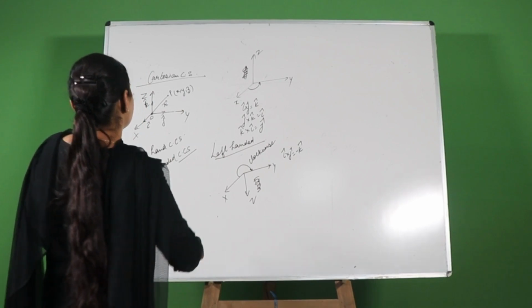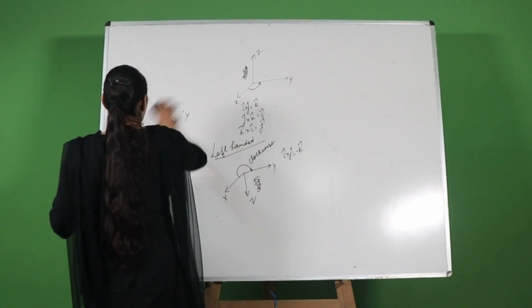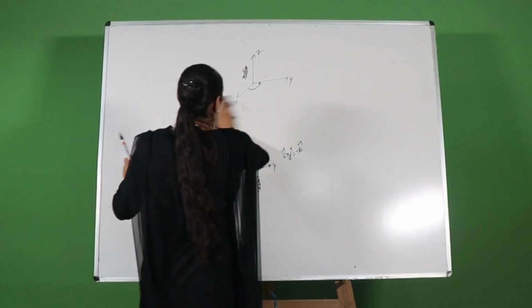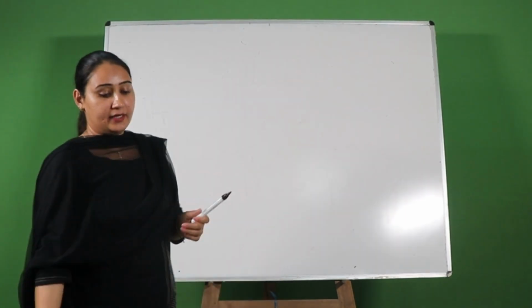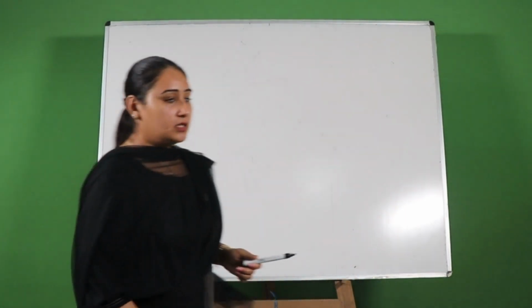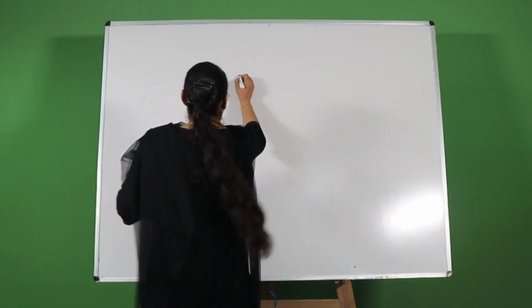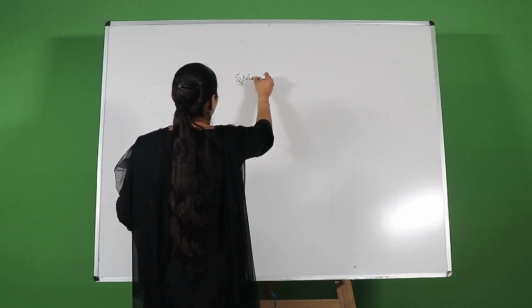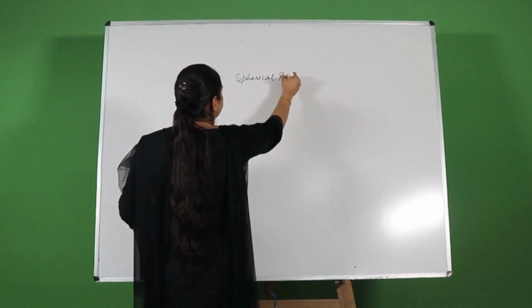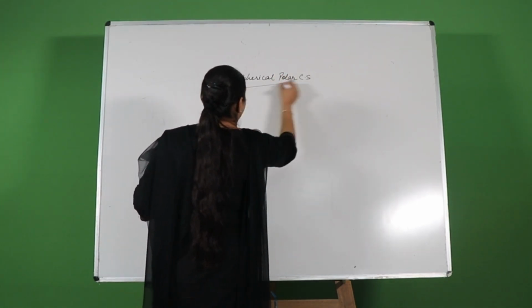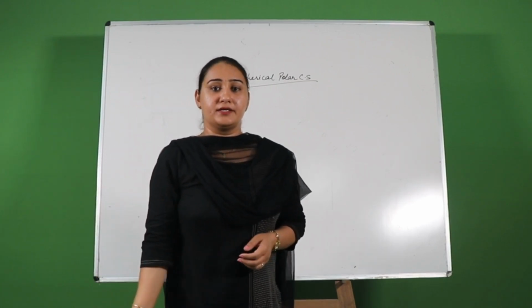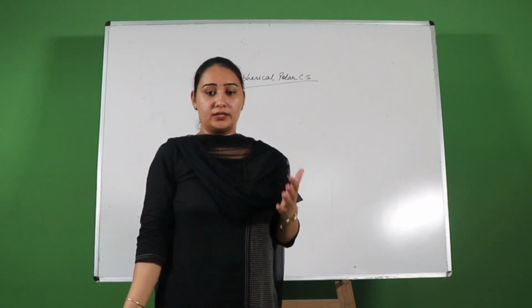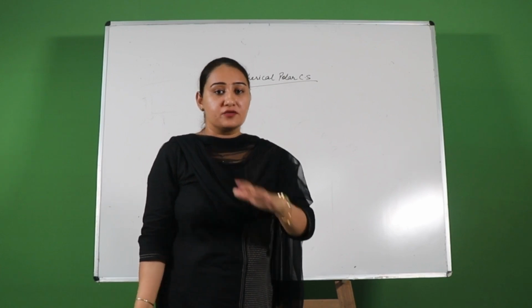Now next is the spherical polar coordinate system. So we will be discussing spherical polar and cylindrical, and then we will talk in detail about the Cartesian coordinates. Spherical polar coordinate system. As I told you, in the spherical polar coordinate system we have to deal with all the coordinates on the surface of the sphere.